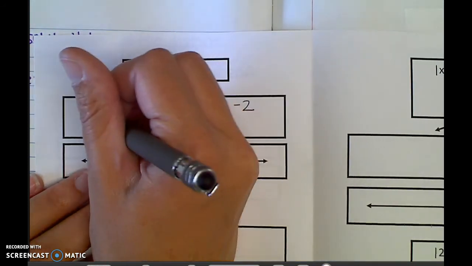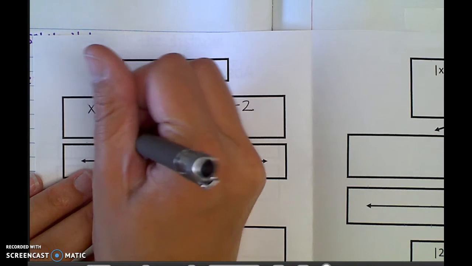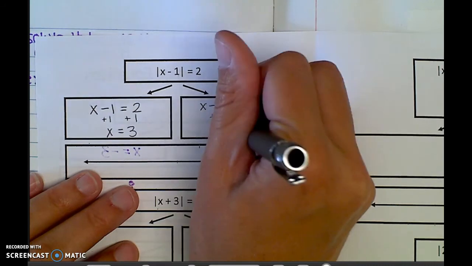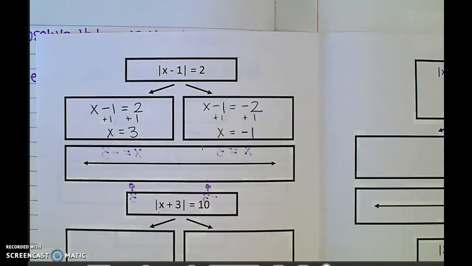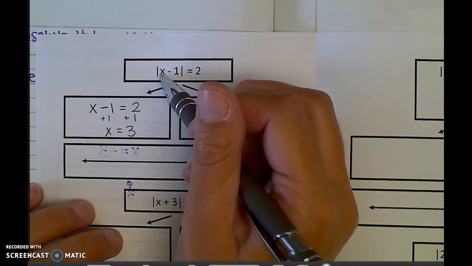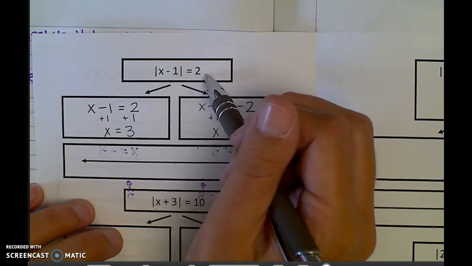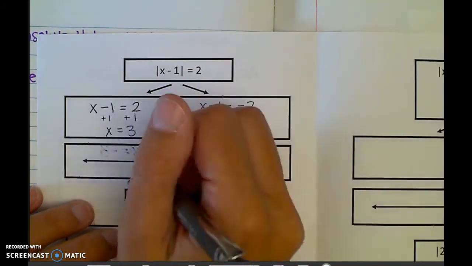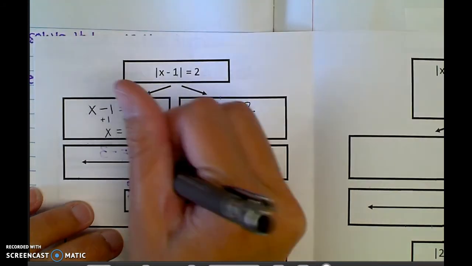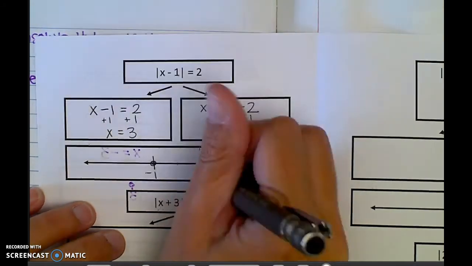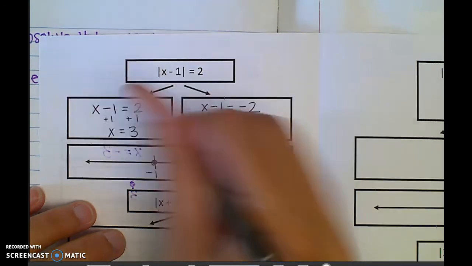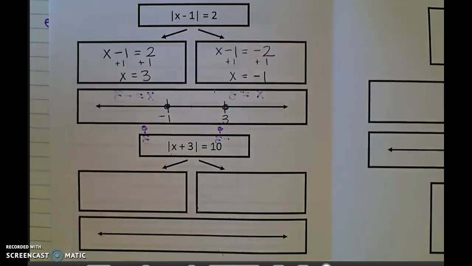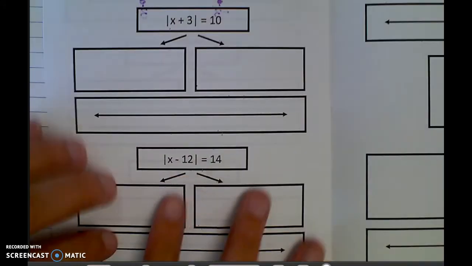So then I would just solve, because now x is not alone, so I'd have x is 3. Or over here, when I add 1, I get a different answer. X could also be negative 1. So that's okay to have different answers. If you're not sure, you can plug them in, like 3 minus 1 is 2, the absolute value of 2 is 2. Negative 1 minus 1 is negative 2, the absolute value of that is 2. And so then we could graph our answers. We have negative 1 and 3. You notice I'm not really that perfect about my numbers on my number line. That's fine. We'll try one more like this at the very bottom here.